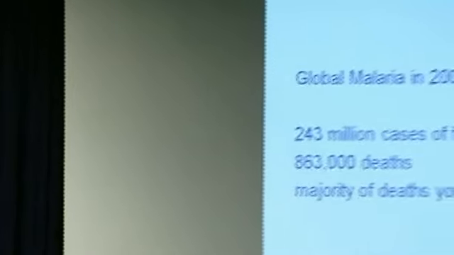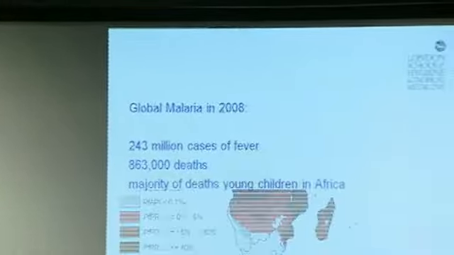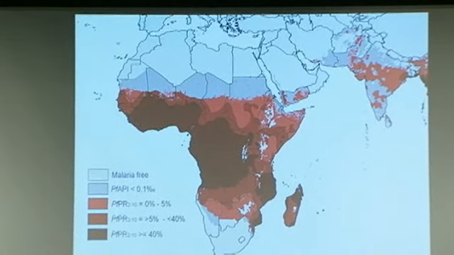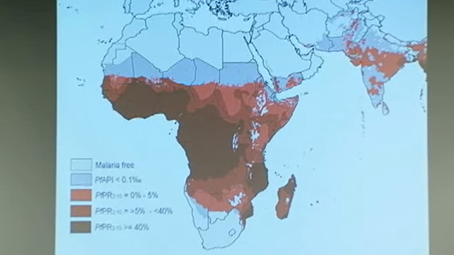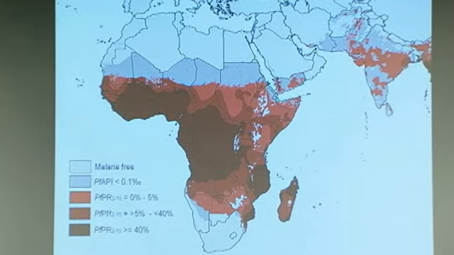The majority of the deaths are occurring in young children in Africa, while they're in the process of acquiring immunity. These statistics represent the tip of a very large iceberg. So many people are immune or semi-immune, carrying malaria parasites in Africa. And here's a map showing the estimated prevalence. You can see there are large areas of Africa where, in children aged 2 to 10, the prevalence of infection is over 40%.